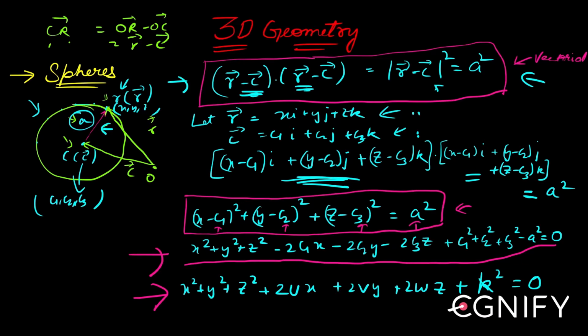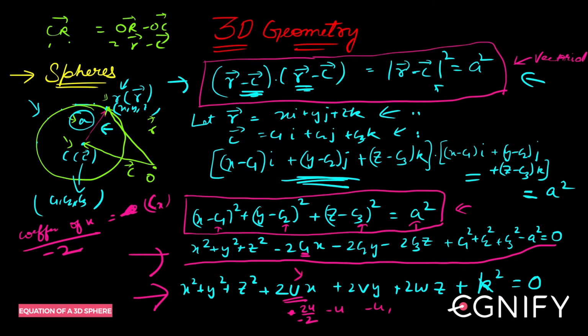Remember, in this equation, what is my center? This is the center, right? C1 is the center. So the coefficient of x is minus 2 times the x coordinate of center basically. So if I divide the coefficient of x by minus 2, I'll get the x coordinate of center. So what is the x coordinate of center from this? It is 2u by minus 2, which is minus u. So the center for this sphere is minus u, minus v, minus w, right?